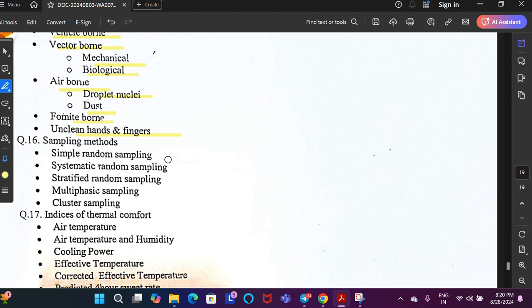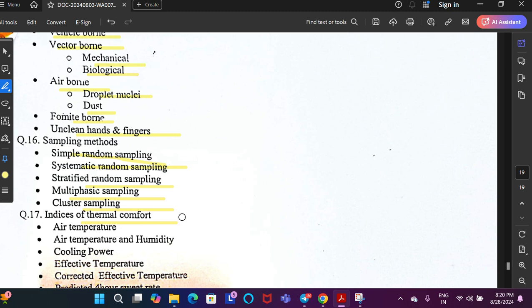What are the sampling methods? Simple random sampling, systematic random sampling, stratified random sampling, multiphasic sampling, cluster sampling.